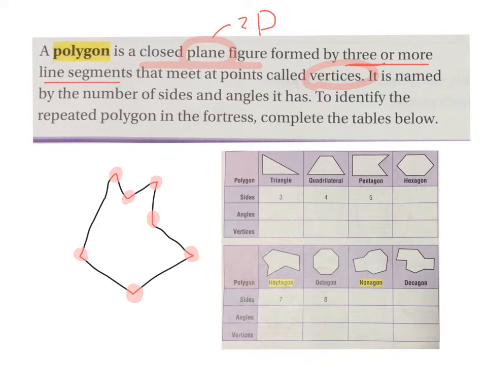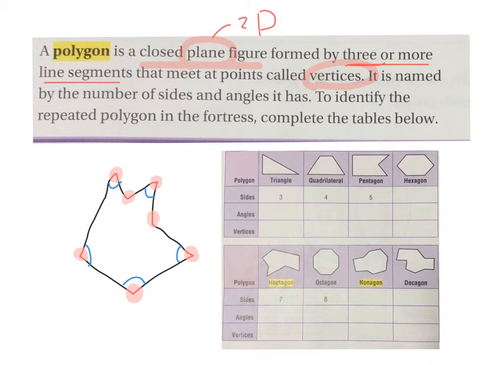Polygons are named for the number of sides and angles it has. An angle is what's formed here by the 2 line segments. So this right here, this part right here, that's an angle. Do you see that? Okay, so we write angle, angles are marked like this, with a curved line connecting the 2 line segments. Go ahead and show all the angles inside of your own polygon.